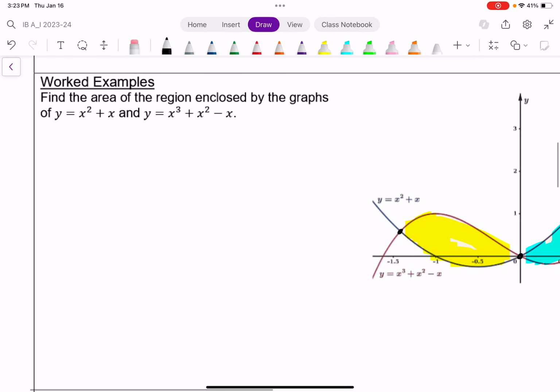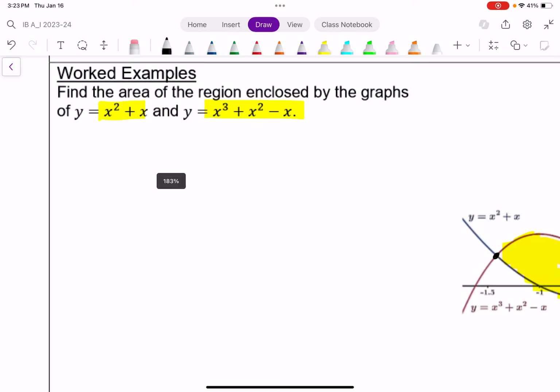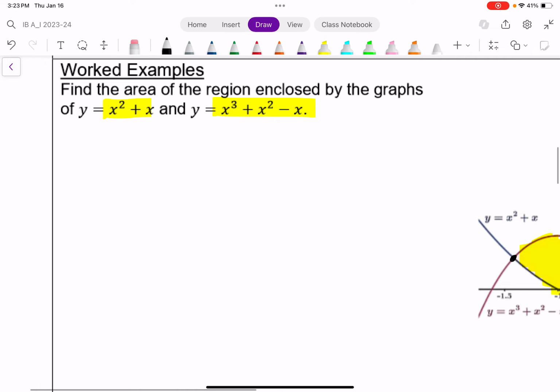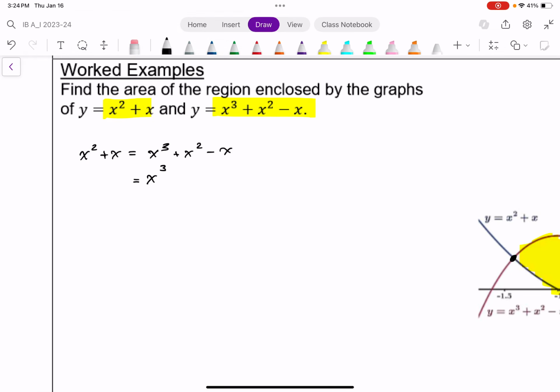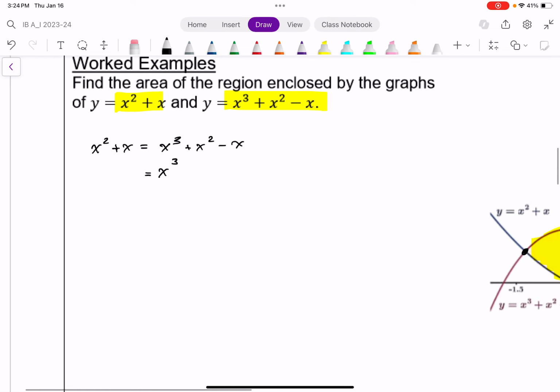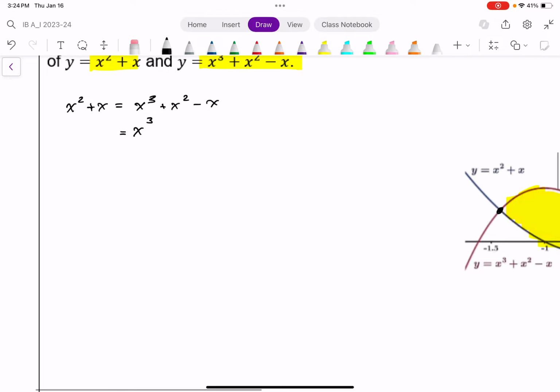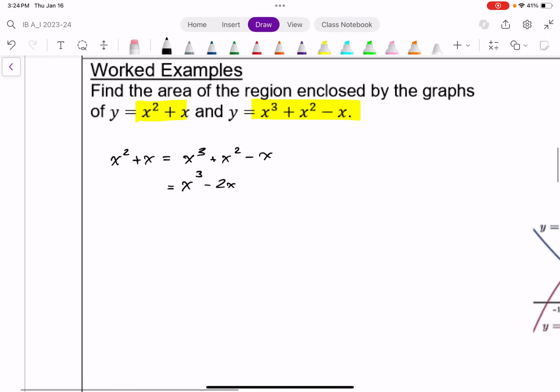If I want to find where these intersect algebraically, I just need to make these two equations equal one another. Make this equal this. And as an HL student, we should be able to get this fairly quickly. So I get x squared plus x equals x cubed plus x squared minus x. I'm going to bring everything to one side, with the x cubed, my biggest power, so I get x cubed minus 2x. When I subtract x squared from both sides, they cancel out. And now this equals 0.